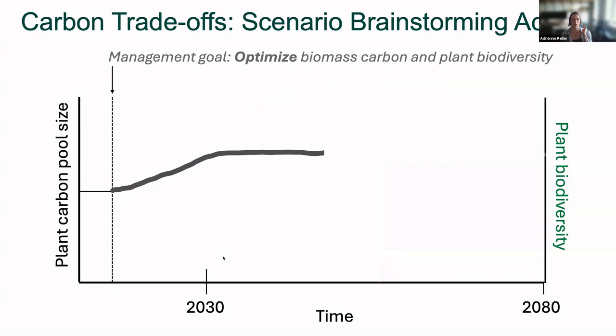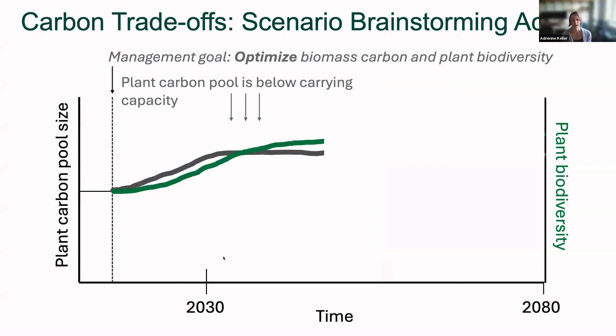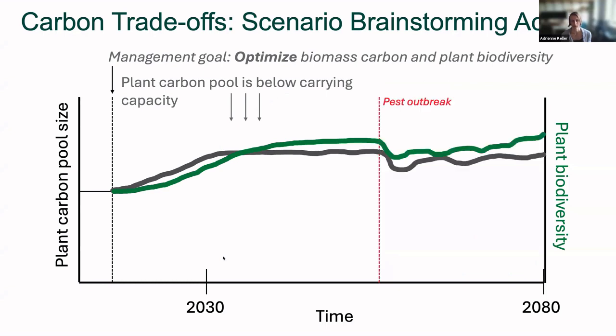So then we thought, what if our management goal is to optimize biomass carbon alongside plant biodiversity? In this case, our plant carbon pool is below the carrying capacity, right? So we're not maximizing, we're just optimizing how much carbon we're trying to hold on that site. And in turn, we're able to promote a savanna dependent plant biodiversity as well. If this site theoretically experiences a similar outbreak, it may be more resistant and resilient to that pest outbreak, because it has higher plant biodiversity that's adapted to that specific site. We might see small losses in both plant carbon and plant biodiversity, but they should be able to rebound.